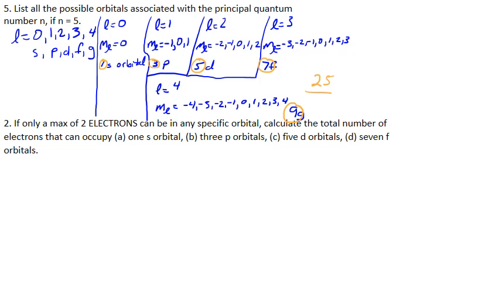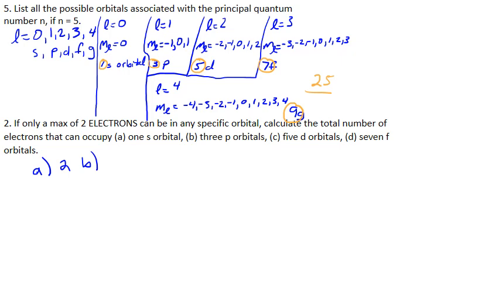Moving on to number 2, it's a lot easier. If only a max of 2 electrons can be in any specific orbital, calculate the total number of electrons that can occupy, A says simply 1 s orbital. It doesn't matter if it's an s orbital, a p orbital, an f orbital. If it's a single orbital, it can hold 2 electrons.